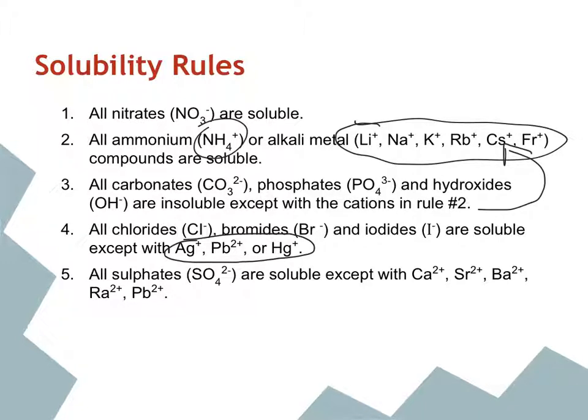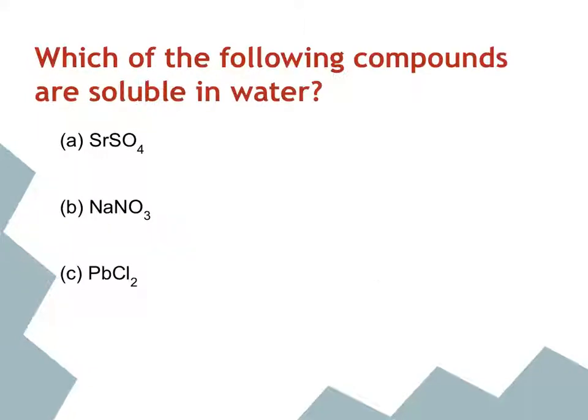And all sulfates are soluble unless they're combined with calcium, strontium, barium, radium, or lead. So let's take a look at how we use these solubility rules. We're going to look at 3 compounds and predict whether they are soluble or insoluble. Looking at the first one here, strontium sulfate, that is our last rule, rule number 5. Rule number 5 said that all sulfates were soluble, except when they're combined with certain elements, one of them being strontium. So this, in fact, would be insoluble.